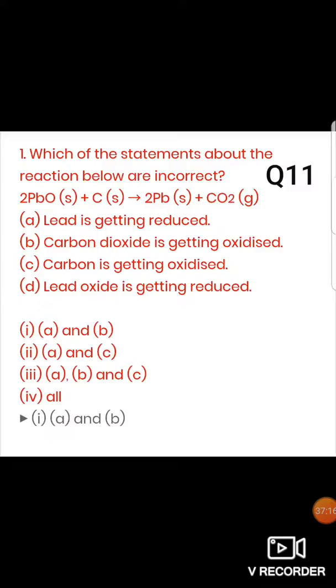And B, carbon dioxide is getting oxidized. See, carbon dioxide is getting oxidized is incorrect because carbon is getting oxidized, not carbon dioxide. Only carbon is getting oxidized.